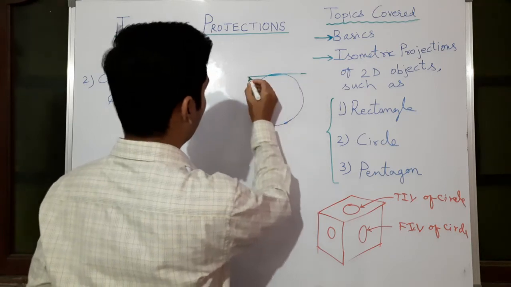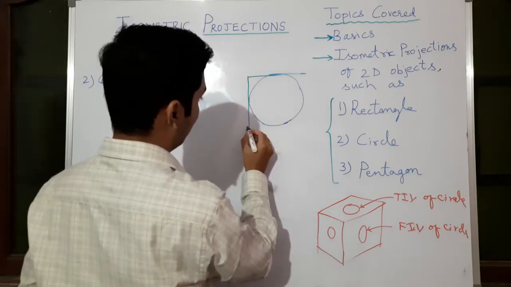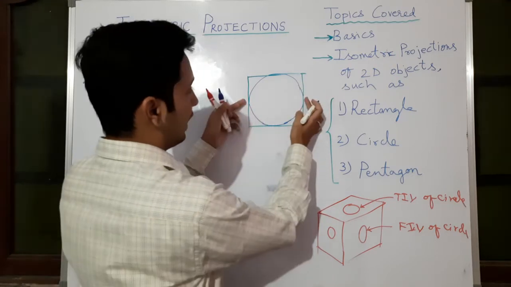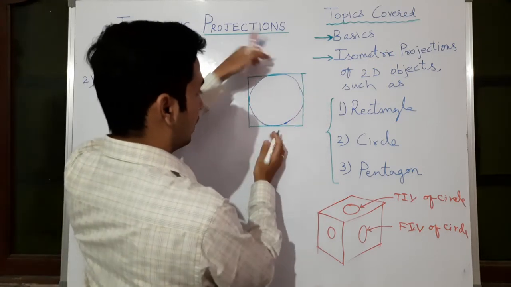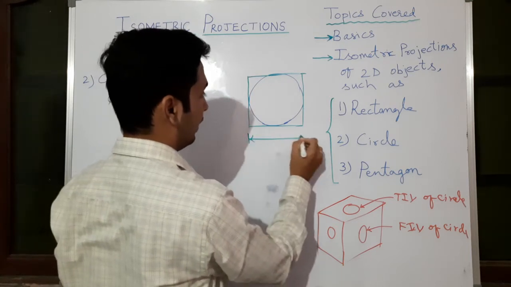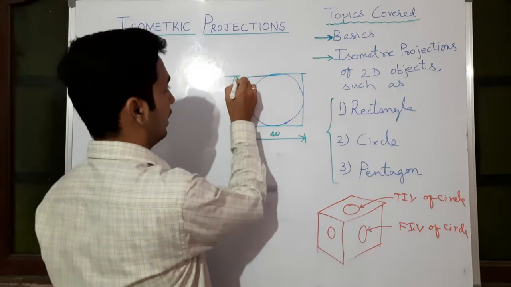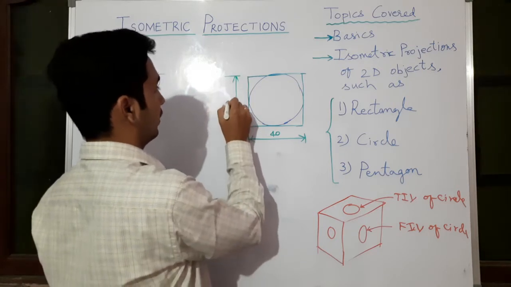Why? Because if you are enclosing a circle in a box, the box will be exactly a square, because this diameter is 40, this diameter is also 40, so ultimately we will be getting a box of 40, because the diameter of this circle is 40.